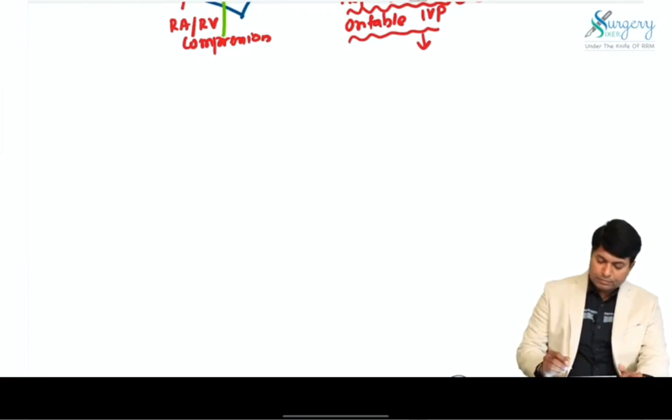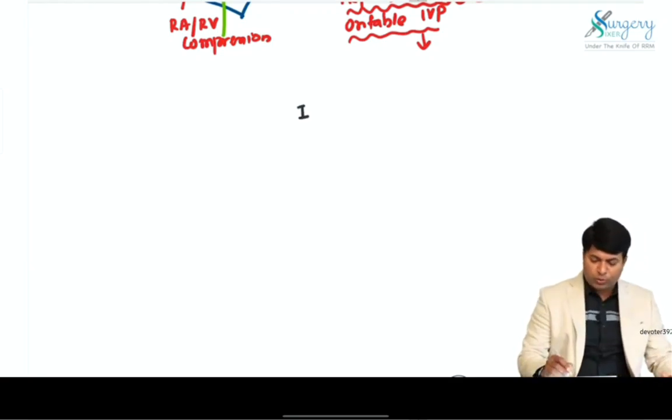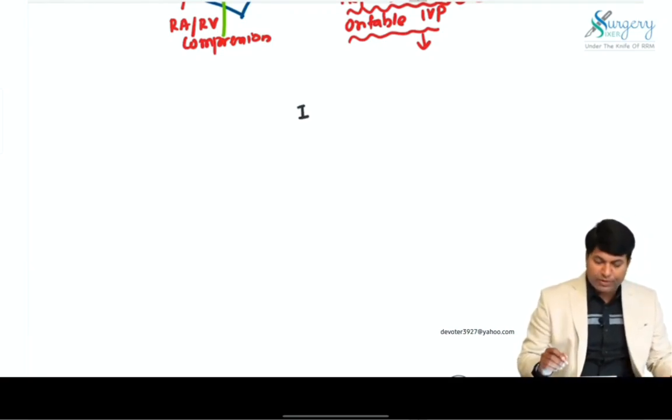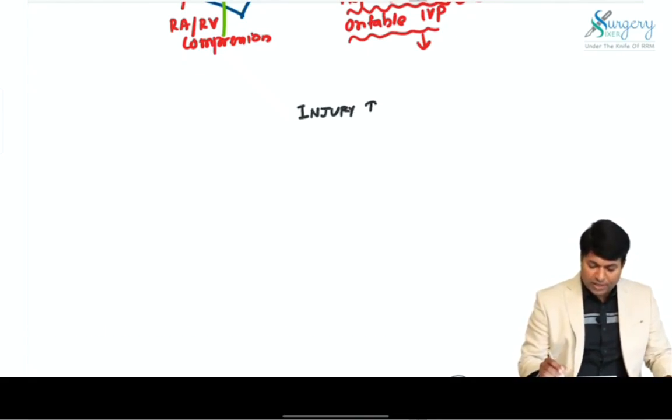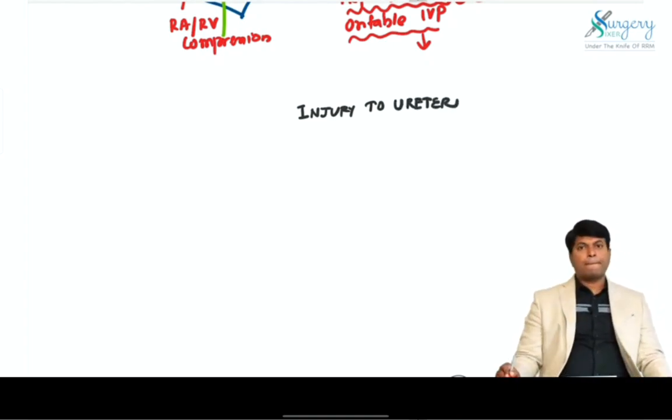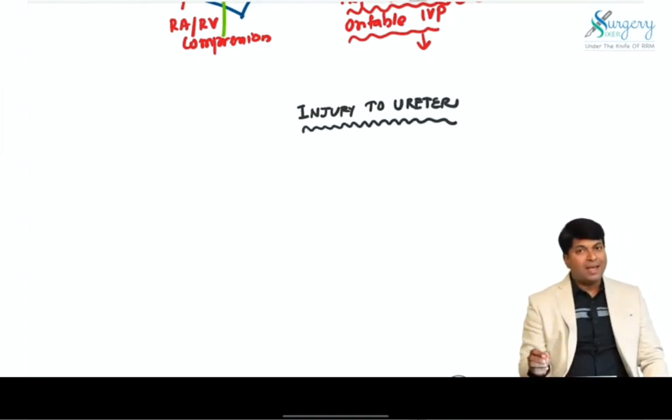Okay. So we have finished injury to kidney. Now coming to the injury of ureter. When does injury of ureter usually happen? Injury to ureter usually happens during surgery. By surgeons, gynecologists or some surgeons while operating, accidentally they injure the ureter.